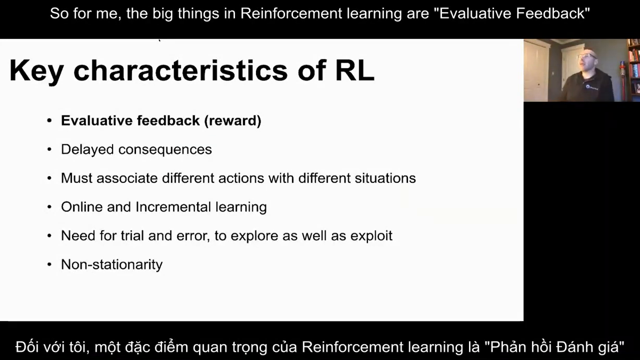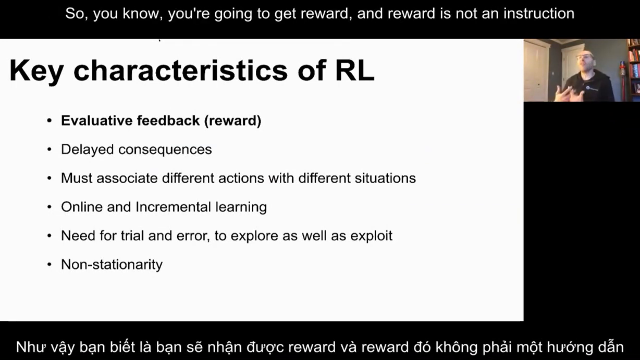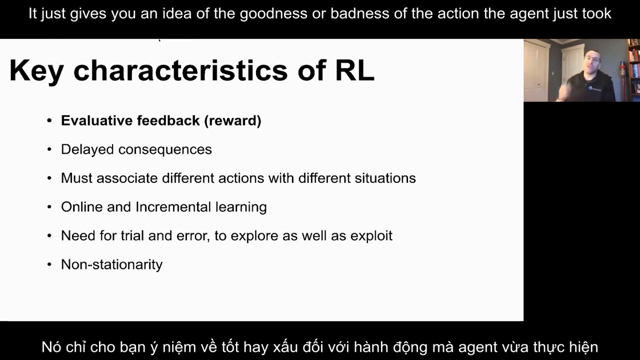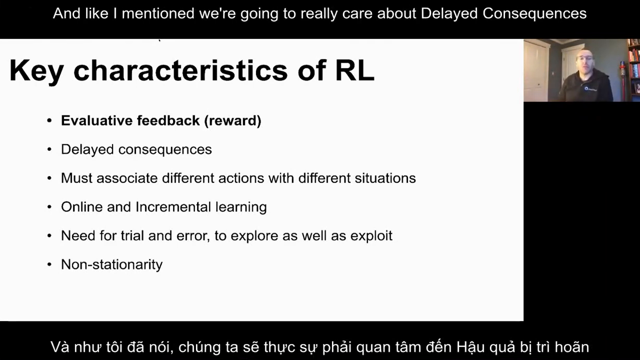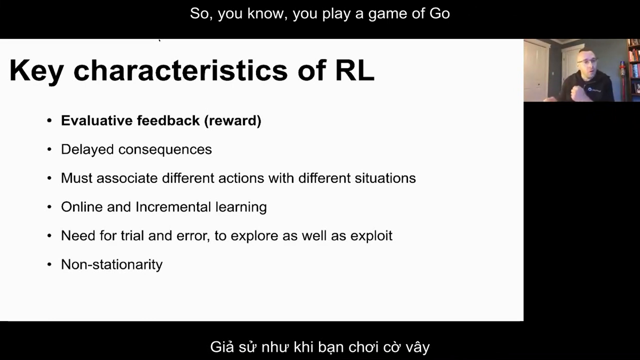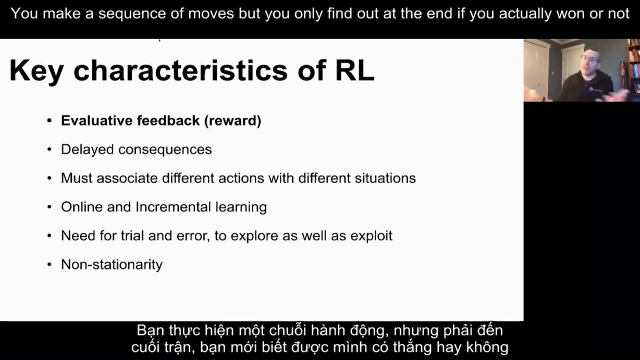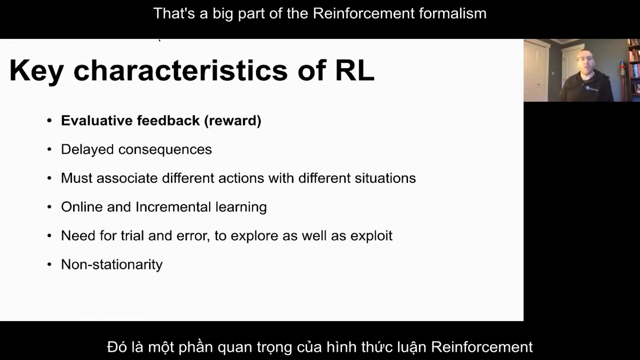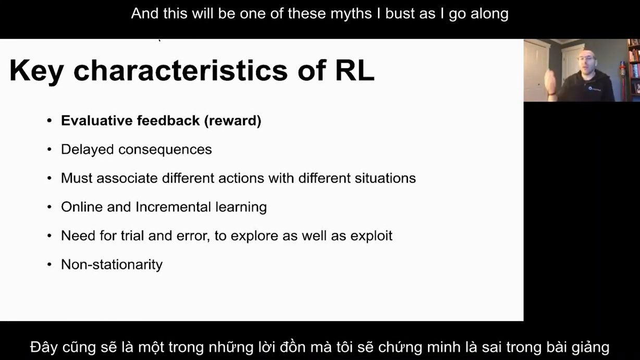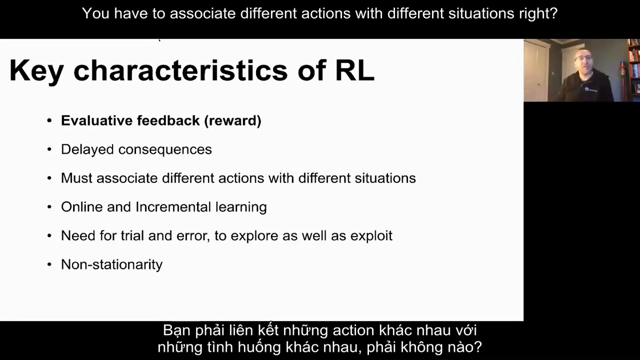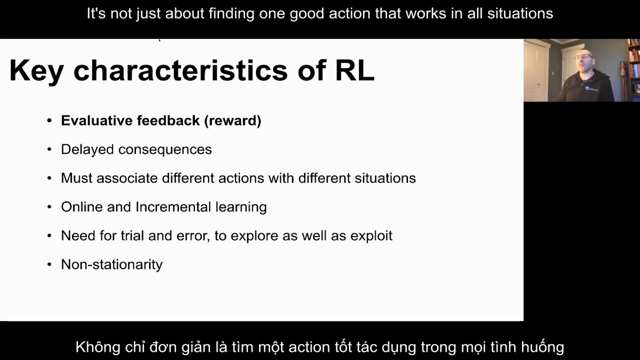So for me, the big things in reinforcement learning are evaluative feedback. You're going to get reward, and reward is not an instruction. It doesn't tell you what to do. It just gives you an idea of the goodness or badness of the action the agent just took. And like I mentioned, we're going to really care about delayed consequences. So you play a game of Go, you make a sequence of moves, but you only find out at the end if you actually won or not. That's a big part of the reinforcement formalism. And this will be one of these myths I bust as I go along. You have to associate different actions with different situations, right? It's not just about finding one good action that works in all situations.